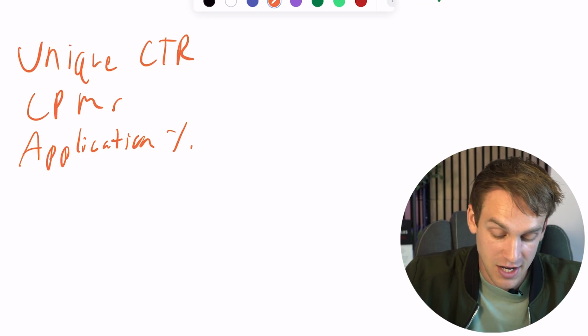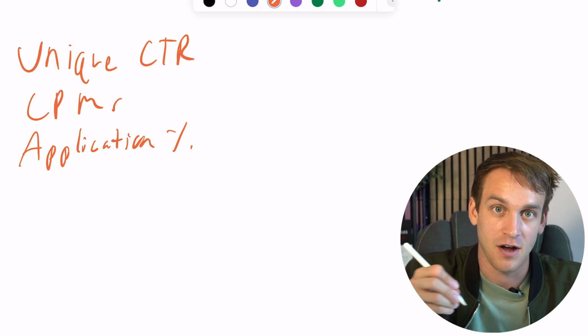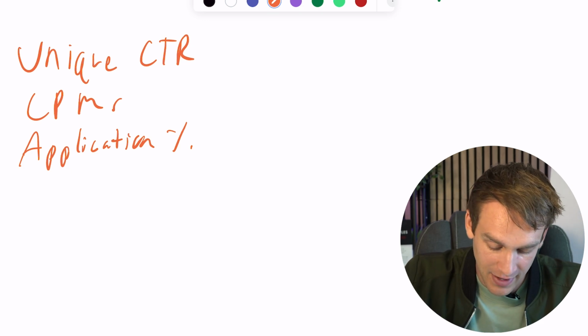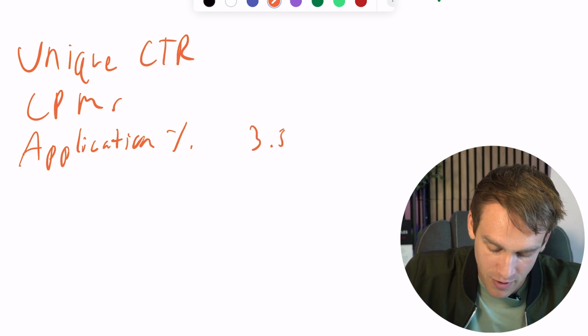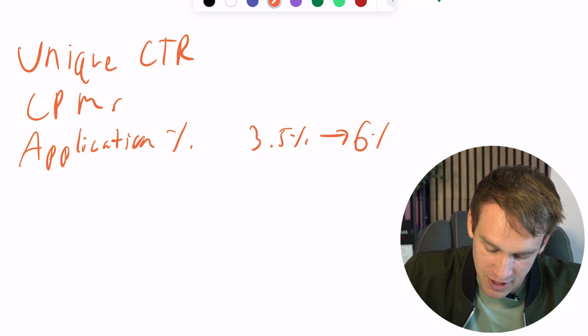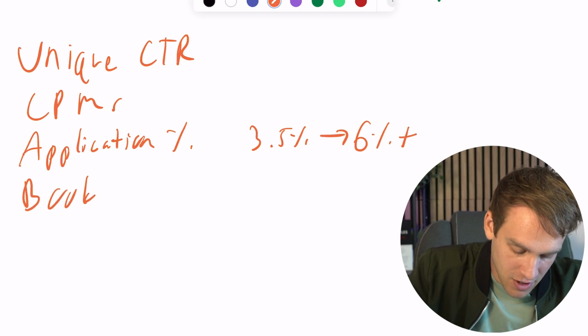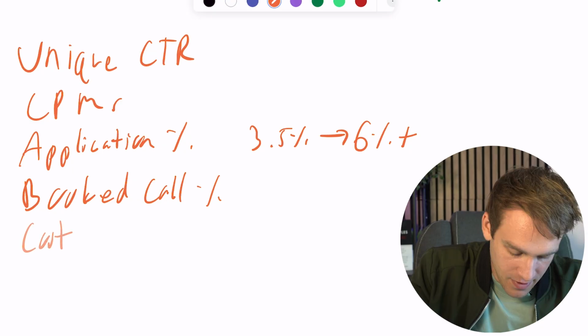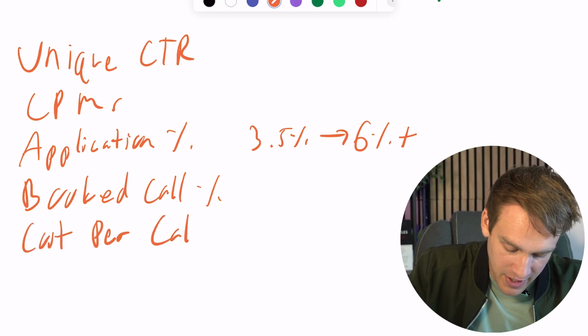So out of the unique page views, the unique people that landed on that page, how many actually filled out an application? At scale, we like to see this be anywhere from 3.5% up to 6% plus. Then we have booked call percentage, which is again, the amount of page views that actually booked a call. Then we have, of course, our cost per call that we can have there as a metric.